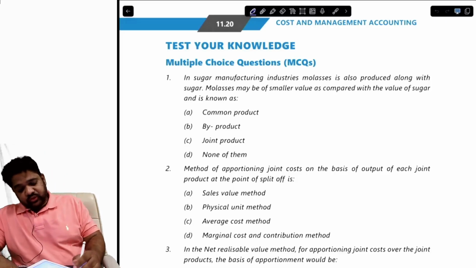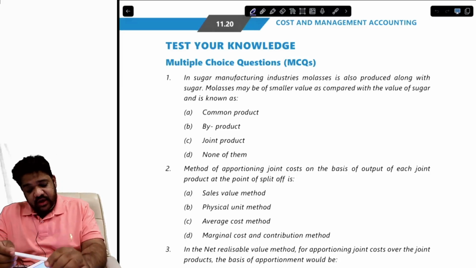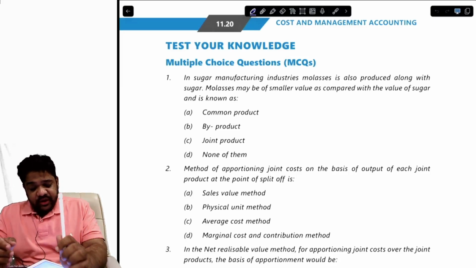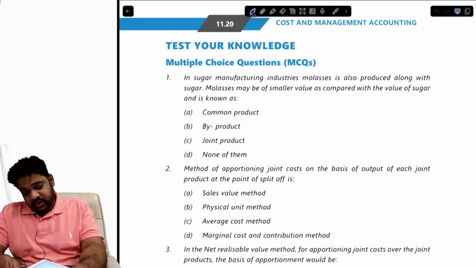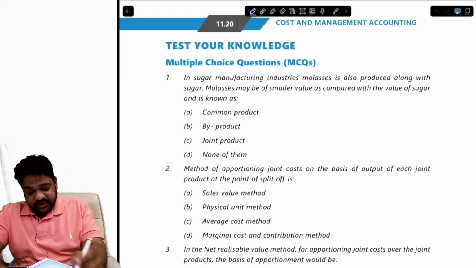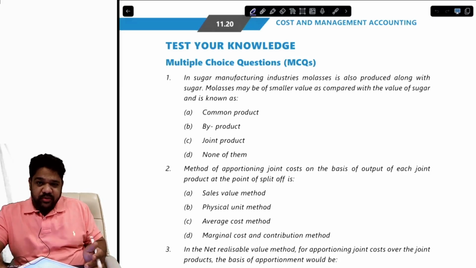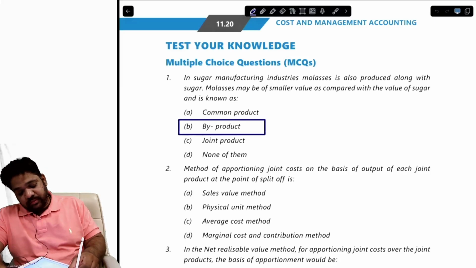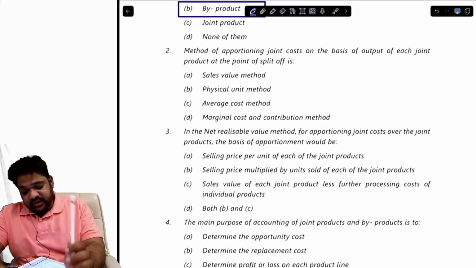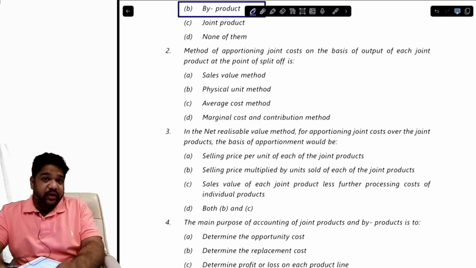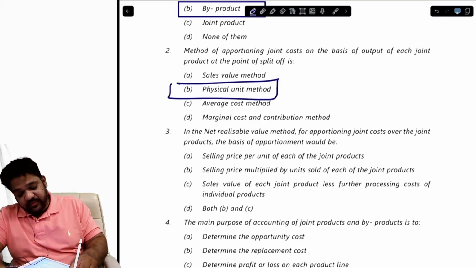Now, what do the MCQs for joint products and byproducts say? Let's have a quick look at it. So it says in a sugar manufacturing industry, molasses is also produced along with sugar. Molasses may be of smaller value as compared to the value of sugar and is known as, if you have less or very low or no commercial value, those products are called byproducts. Method of apportioning joint costs on the basis of output of each joint product at split off. Output, they are talking about units. Units is physical unit method.